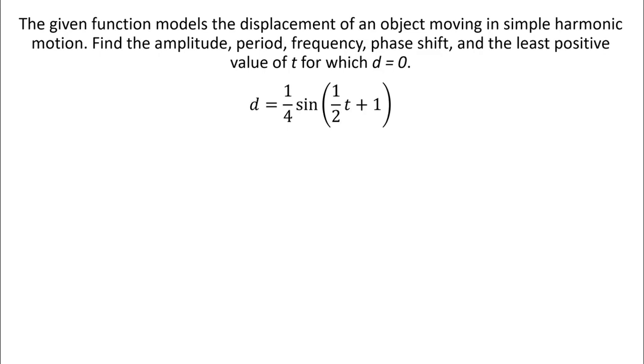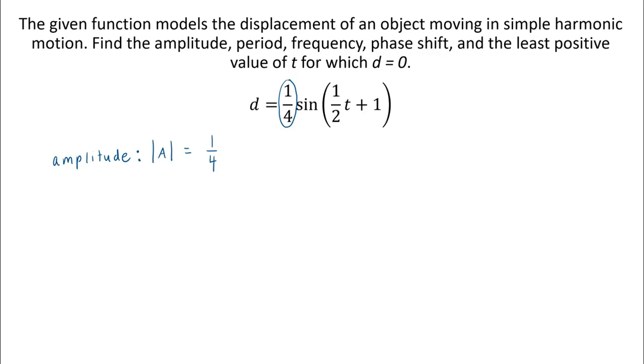But let's start by finding the amplitude. We know that the amplitude is the absolute value of a, and a is just the coefficient of the trigonometric function. So there's our a, which is 1/4, and the absolute value of 1/4 is 1/4. So our amplitude is 1/4.